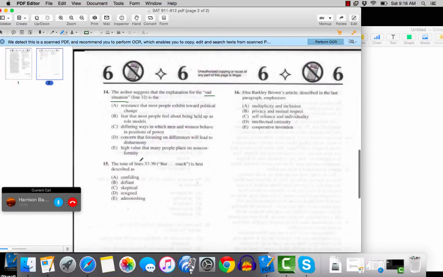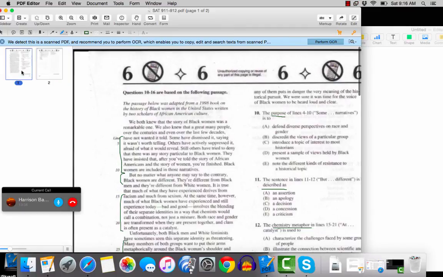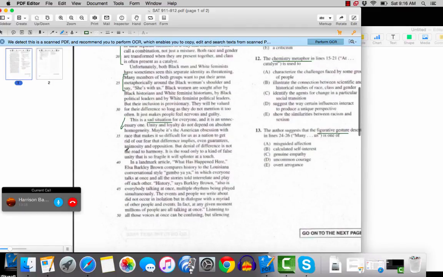And then 15, the tone of lines 37 to 39. So we're trying to find a tone. You got it. And mark it out in 37 to 39.